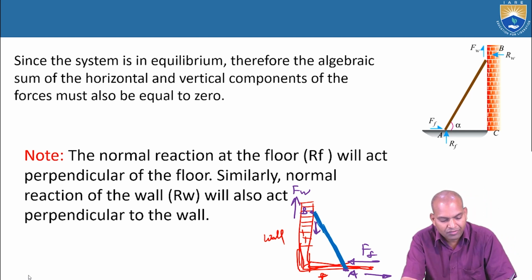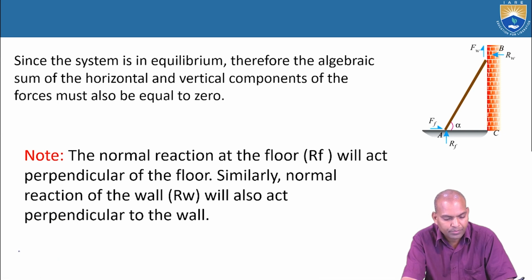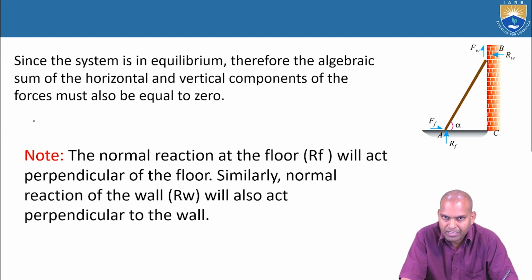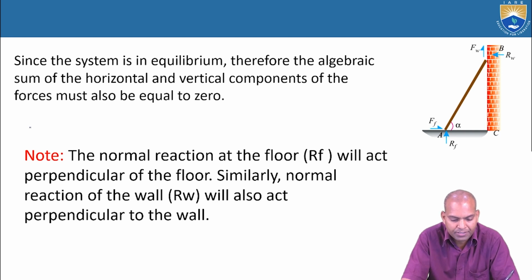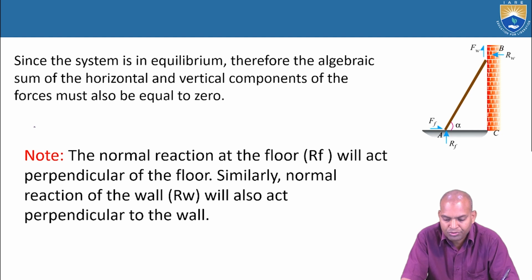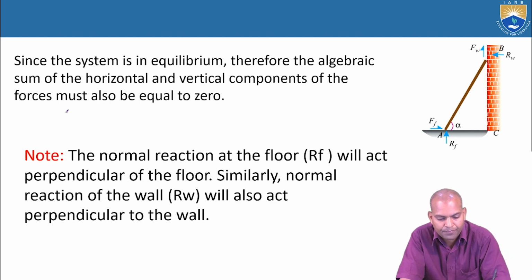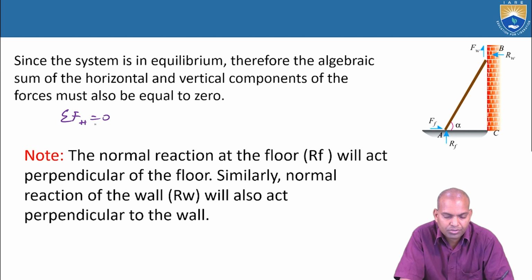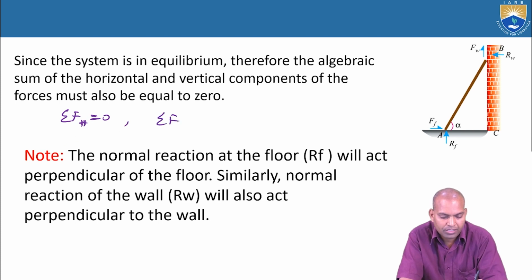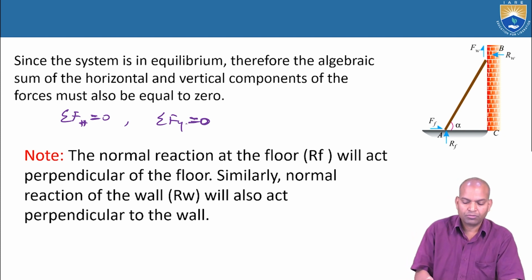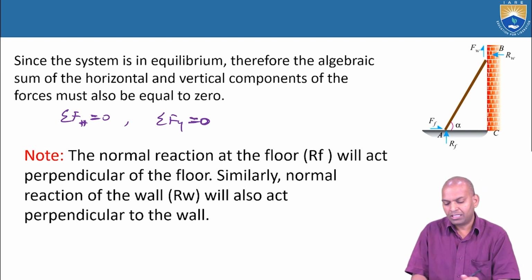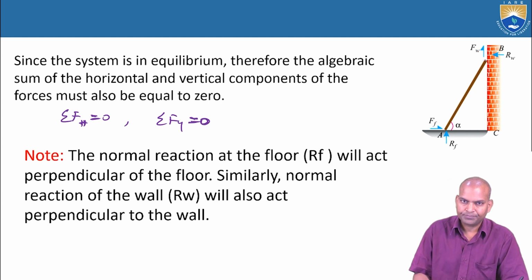Now, how to calculate, what to apply here? We have to apply equilibrium conditions. There are two equilibrium conditions we have to apply here. What are they? Sigma FH equal to 0 and sigma FY equal to 0. That means the algebraic sum of all horizontal forces is equal to 0, and the algebraic sum of all vertical components of the forces is equal to 0. Why? Because here there are horizontal and vertical forces.